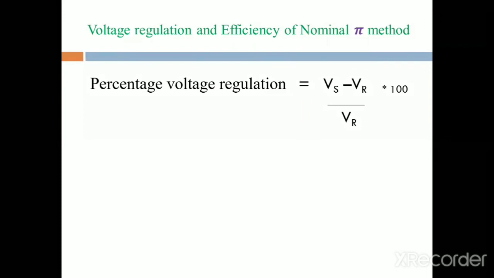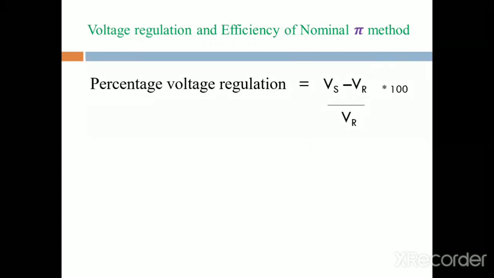It is also called the split condenser method. Why is it called the split condenser method? Split condenser method means the capacitance is divided into two halves. Then it is called the split condenser method.